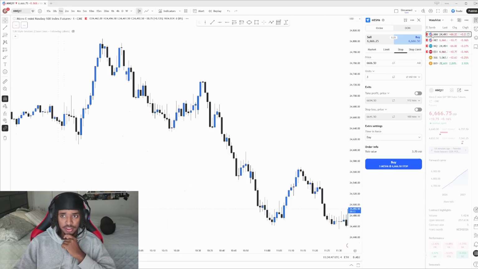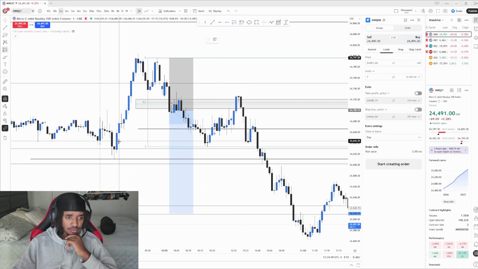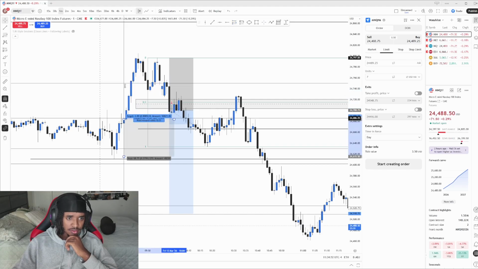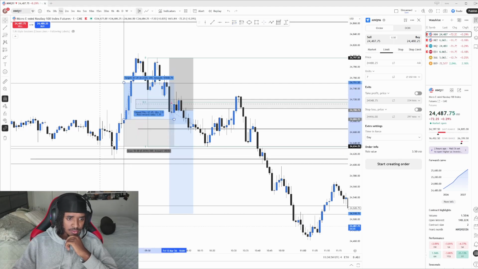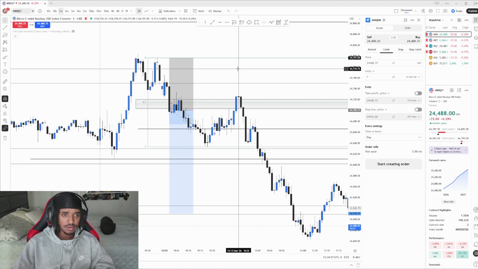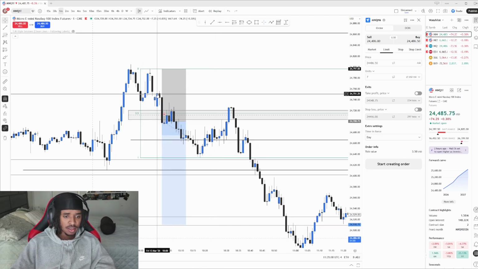But it could have been a great trade. Some people took it. It was this one right here. It could have been a great trade right here. You could have done this. That's a good trade right there. Anyways, news was coming here. So after that happened, it ended up hitting this.